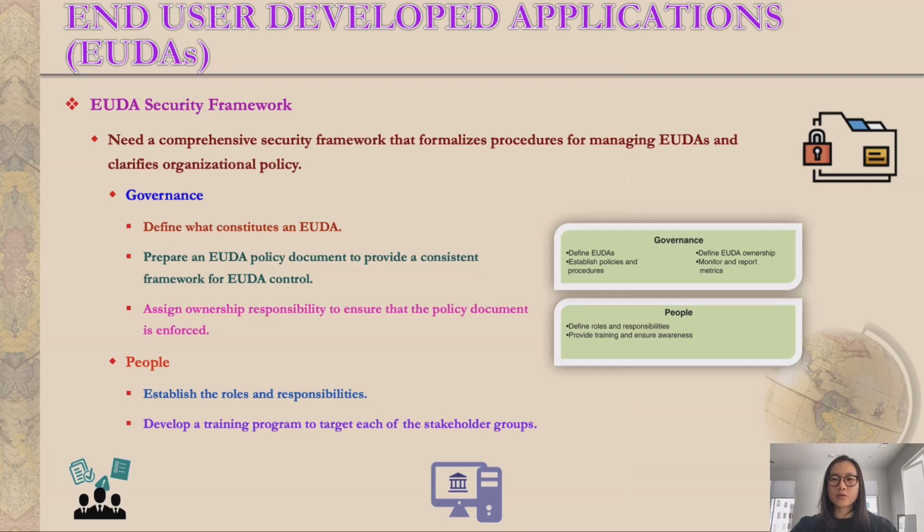Also, an end-user developed application policy document is needed to provide a consistent framework for end-user developed application control. In addition, regardless of which individual developed the application, the organization should assign ownership responsibility to ensure that the policy document is enforced. Proper management and control of end-user developed applications requires identifying the key stakeholders. Once the key stakeholders are identified, the next step is to establish the roles and responsibilities. The organization should also develop a training program to target each of the stakeholder groups.